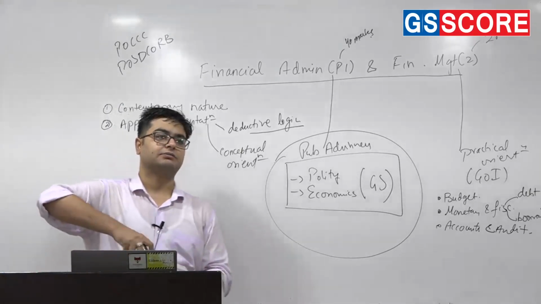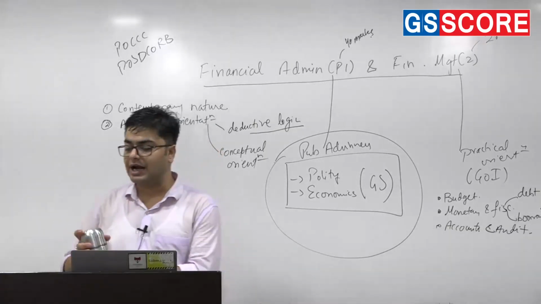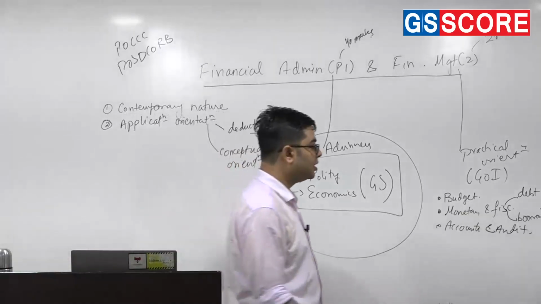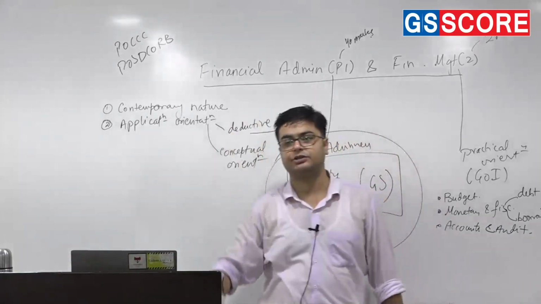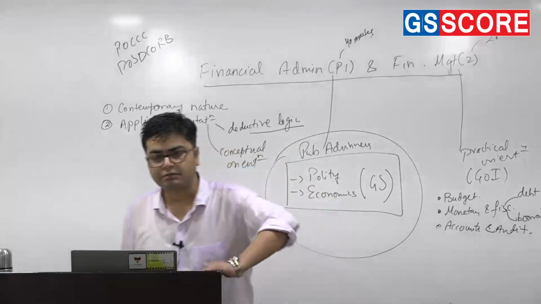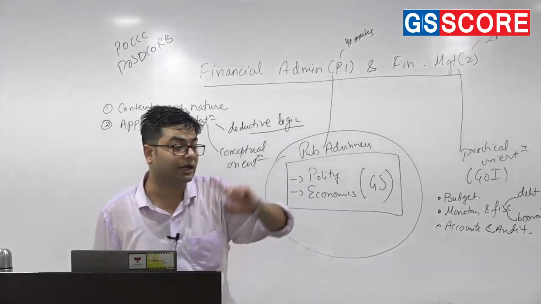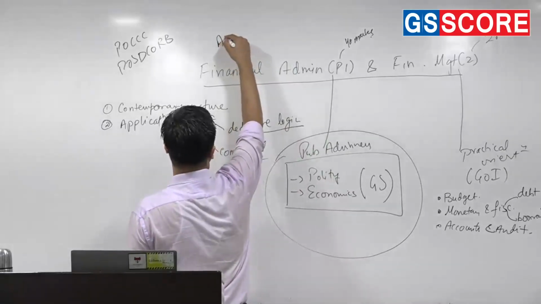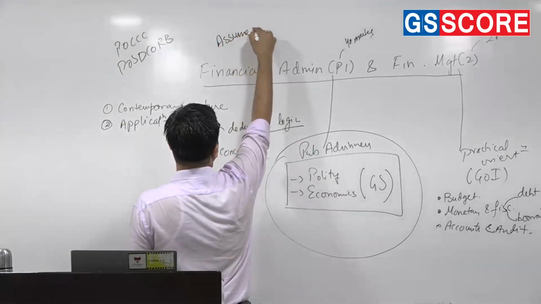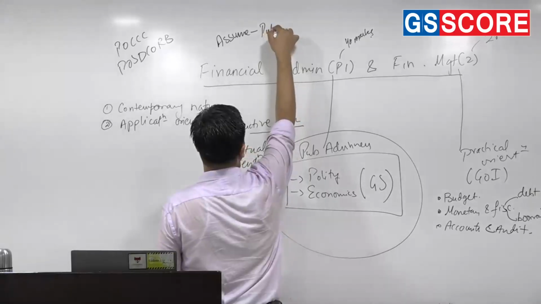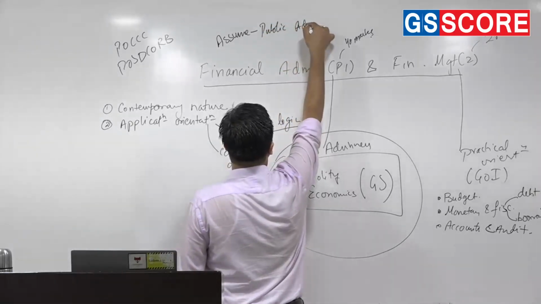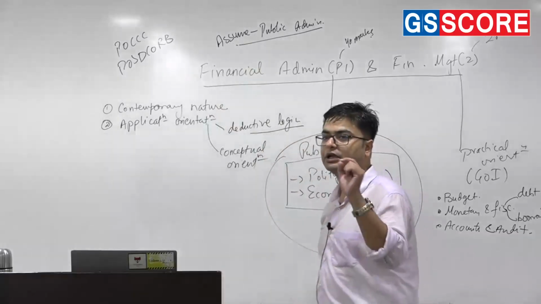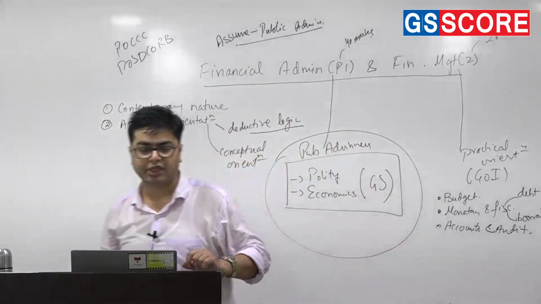In every question, whether the word administration or public administration is mentioned or not, you will have to assume that it is mentioned. Okay, then only that orientation will come. So always assume that there is public administration somewhere hidden in the question, even if not explicitly mentioned.